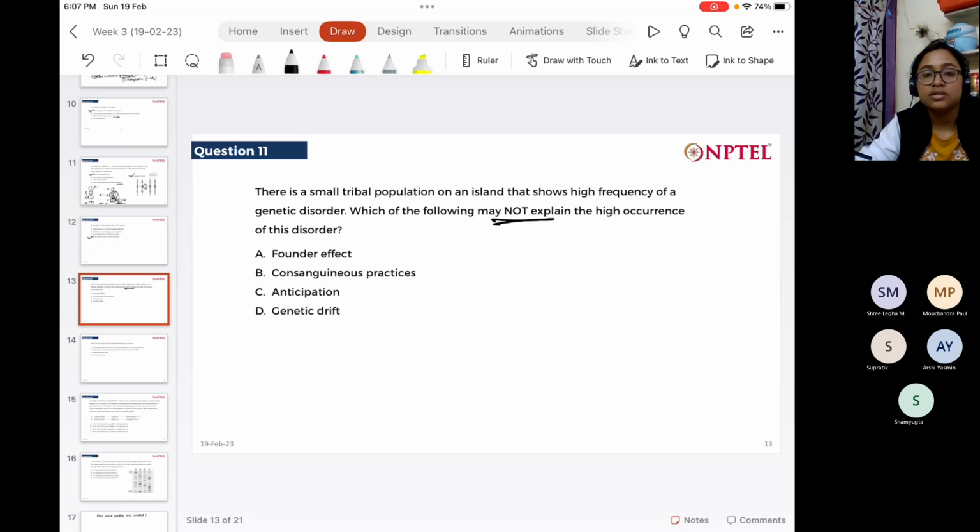But what does not explain is anticipation. The correct answer to this question is anticipation. Do you guys agree? Do you guys think that I'm correct?